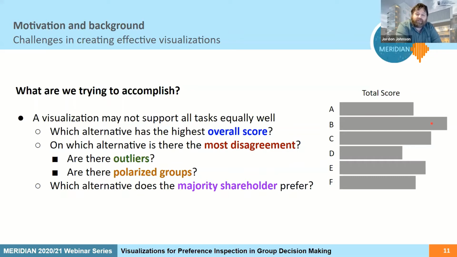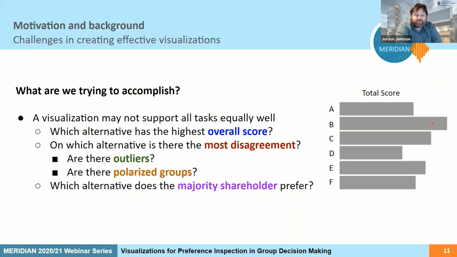However, if we're asking which alternative has the most disagreement around it, well, this visualization tells us nothing about that. And even if it did give us some indication of that, it's not saying what the source of the disagreement is. Are we dealing with perhaps most people agreeing, but we just have a small number of outliers? Or maybe are we dealing with polarized groups, Team Hotel X versus Team Hotel Y? So this visualization is telling us nothing about that.